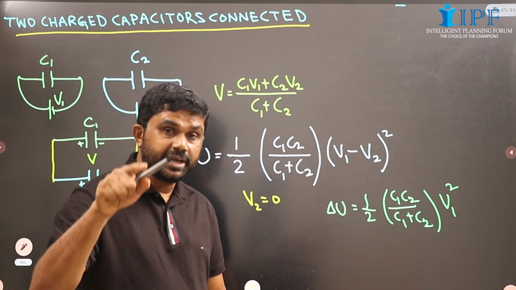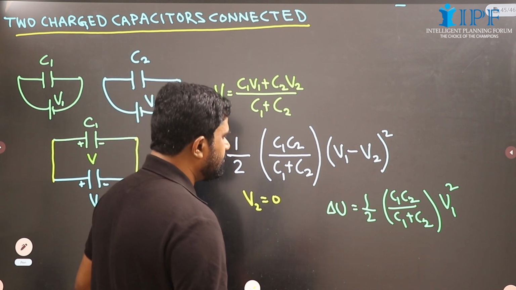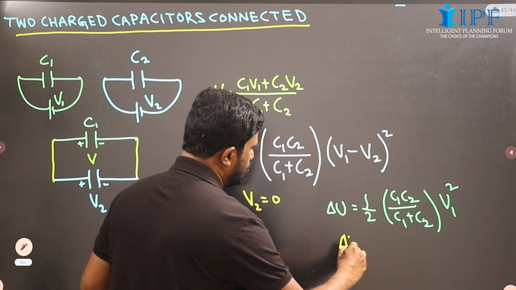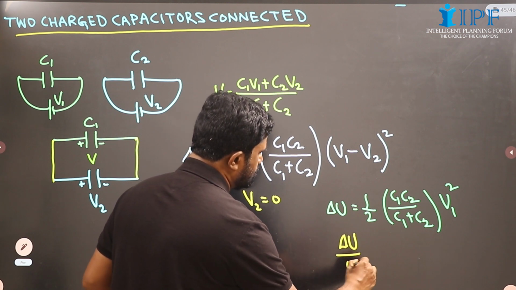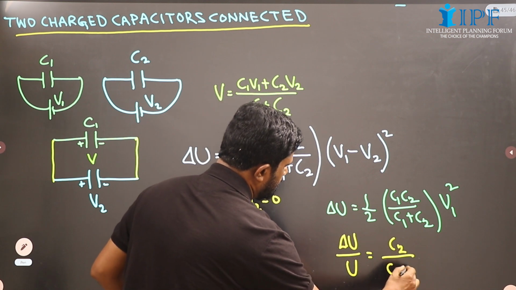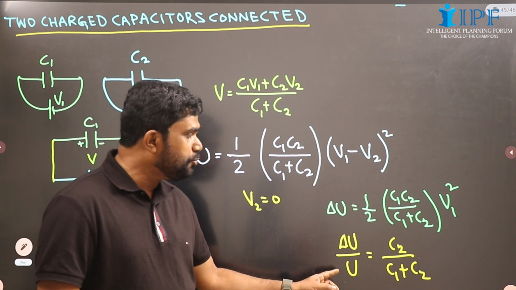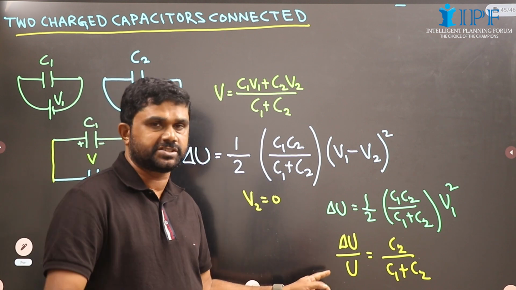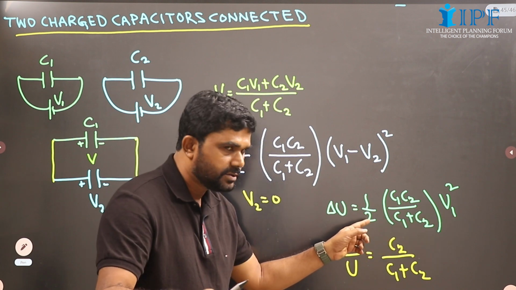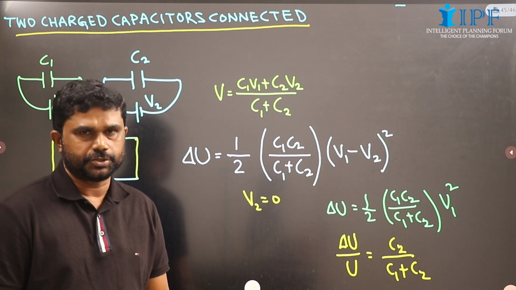This is divided by the initial energy stored in the first capacitor. So delta U divided by initial energy U is equal to C2 divided by C1 plus C2. How do we get that? Because this U is half C1 V1 square. So when we divide this by half C1 V1 square, we get C2 divided by C1 plus C2.